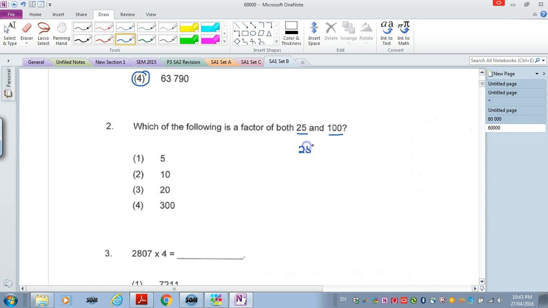Which of the following is a factor of both 25 and 100? So I know the factors of 25 are 1 times 25, 5 times 5. Factors of 100: 1 times 100, 2 times 50, 5 times 20, 10 times 10. So the common factor of 25 and 100 is 5. Option number 1.